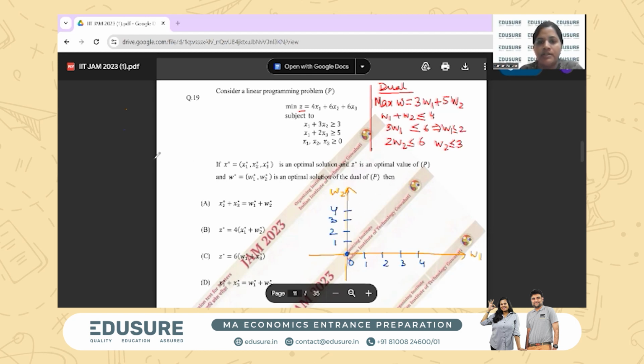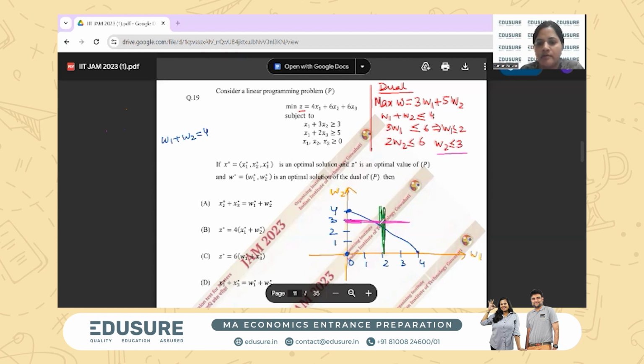Now if I draw this line with the equality sign, W1 plus W2 equals 4, this will pass through 0, 4 and 4, 0. Okay. And then I have W1 less than or equal to 2. So I have a restriction here. This is my restriction, W1 less than or equal to 2, that means the area towards the left side of it. And my second restriction is W2 less than or equal to 3. So this is my restriction.